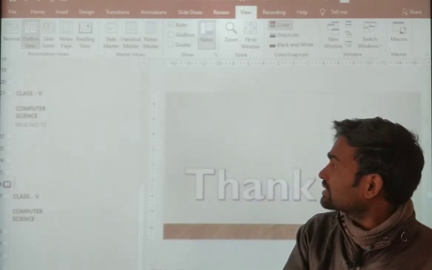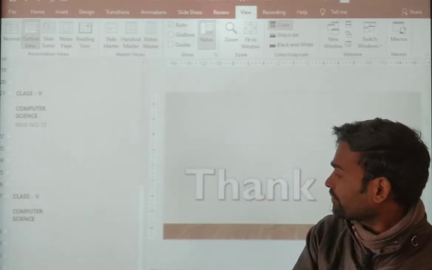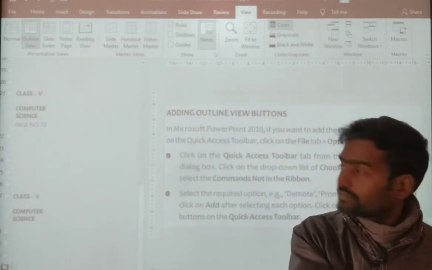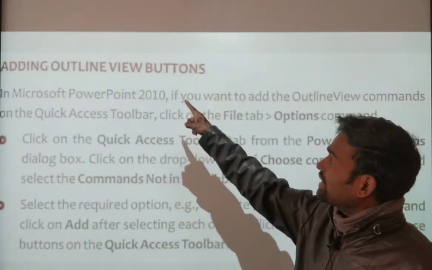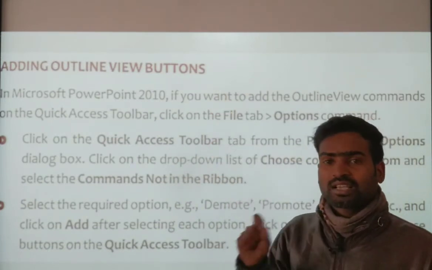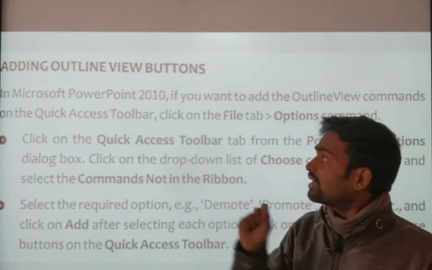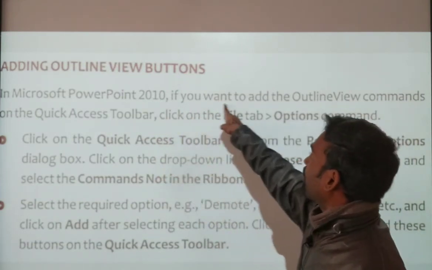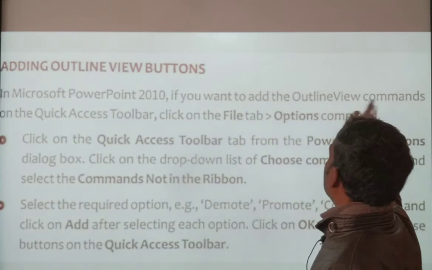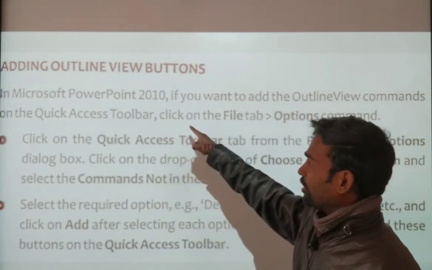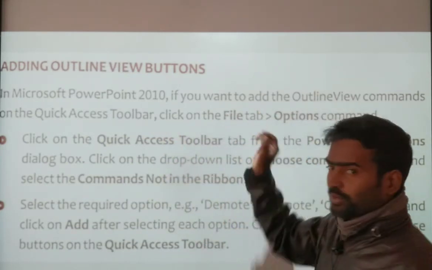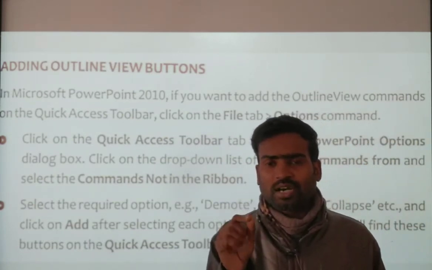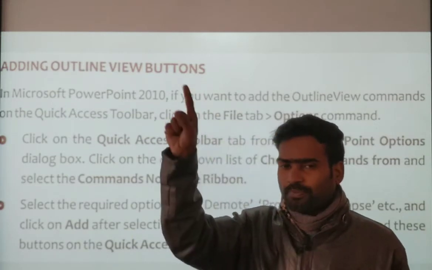So now the next topic we are going to see is adding outline view buttons. In Microsoft PowerPoint 2010, if you want to add the outline view commands on the quick access toolbar, click on the file tab. What are you supposed to do? You know the meaning of quick access toolbar. When we use the quick access toolbar, that toolbar will appear at the top.